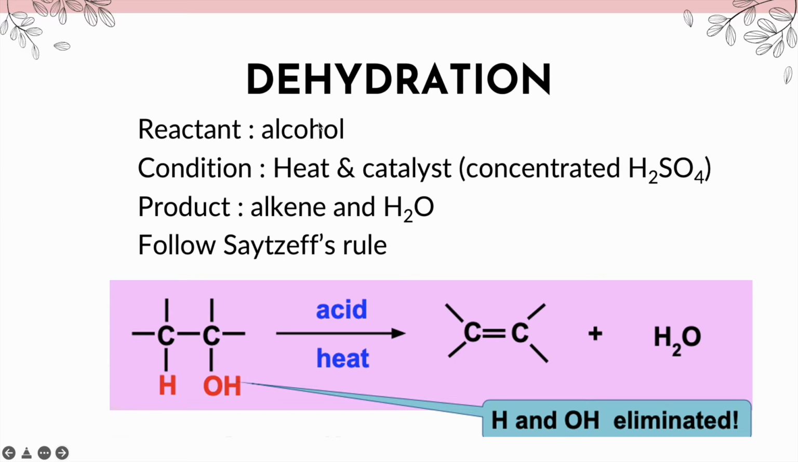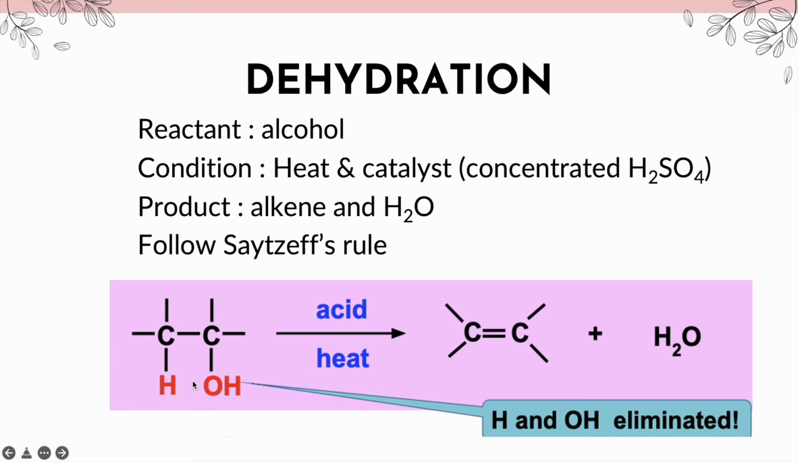The third reaction of alcohol is dehydration. So the reactant is alcohol. The condition is heat and the presence of a catalyst, concentrated H2SO4 acid. Products will be alkene and water. It has to follow Zaitsev's rule. Remember Zaitsev's rule: in an elimination reaction, the most stable alkene is the most highly substituted alkene. Meaning the C double bond C has the most number of alkyl groups attached to it. That is the most stable alkene.